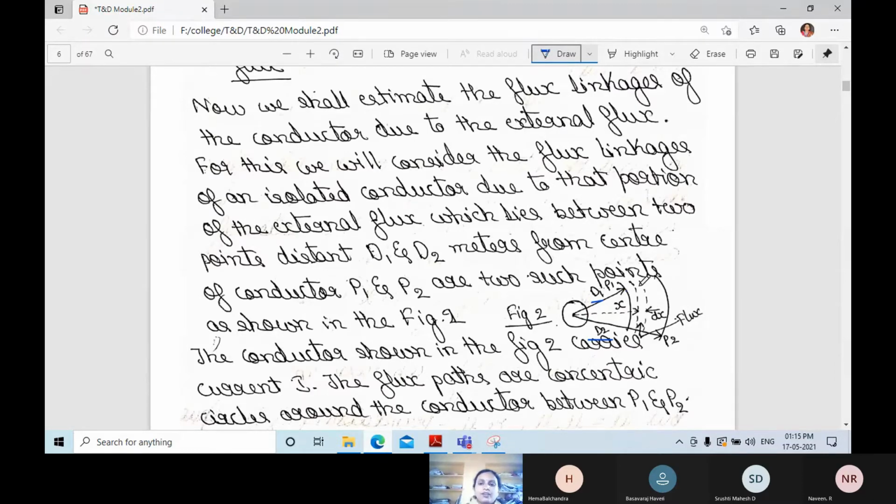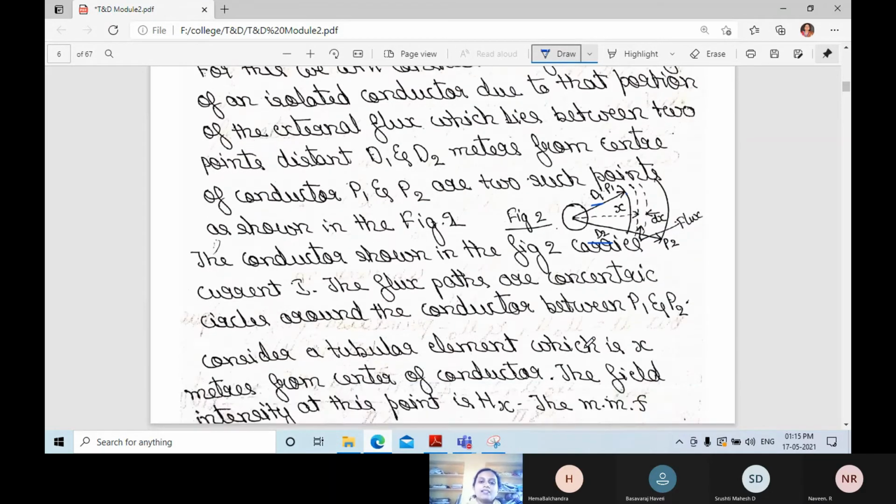External flux between two points, that is between P1 and also P2. The conductor shown in the figure carries a current I. The flux paths are concentric circles around the conductor between P1 and P2.